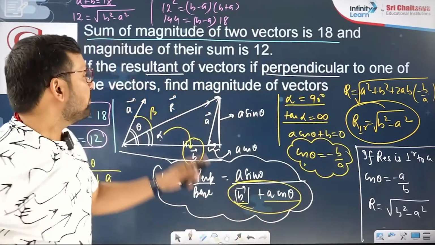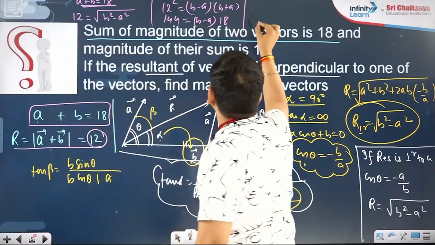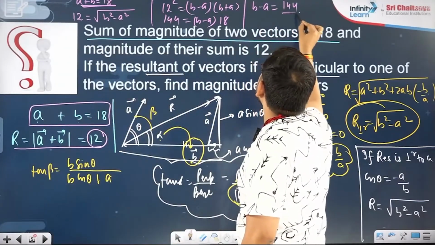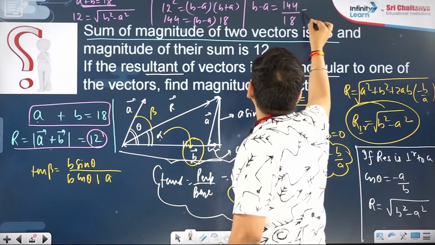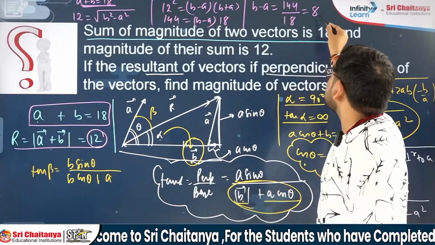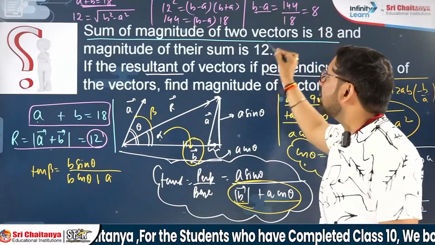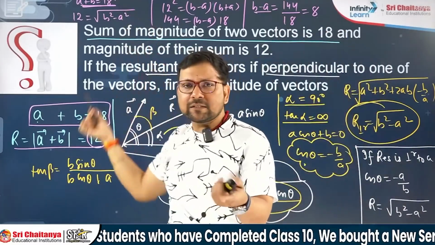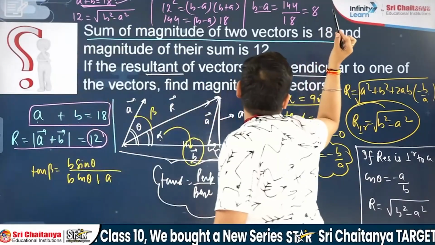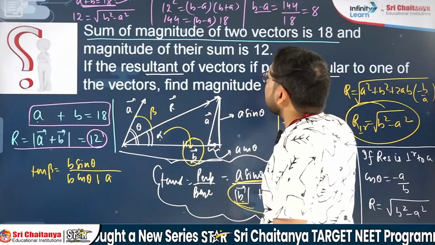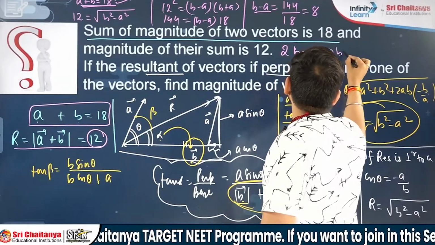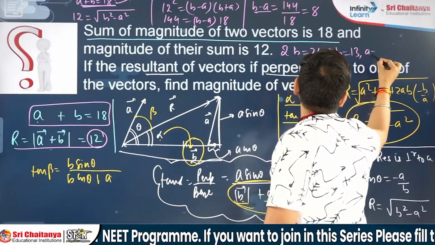Got it? Now b plus a is 18 here. So what will be b minus a? B minus a value will be 144 divided by 18, and that value will give you 8. So b minus a is 8 and b plus a is 18. Just simple solving. If you add it, 2b will be 26, b will be 13 and a will be 5.